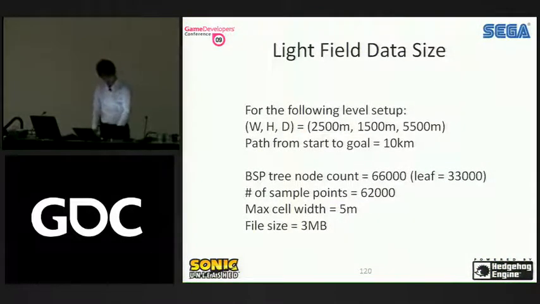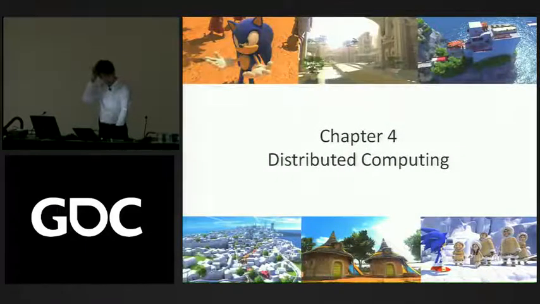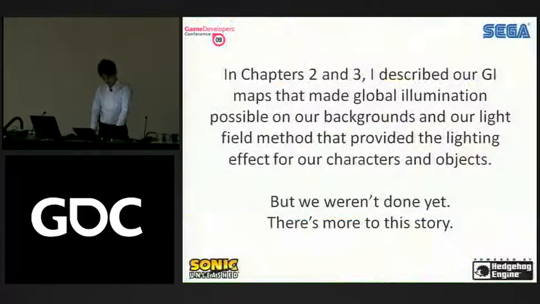So because we're running out of time, I'm going to move forward. Now, the light field data size, I'm not going to go into details, but it's around 3 megs. In the bigger stage, it is around 3 megs in file size. Now, Chapter 4, Distributed Computing.